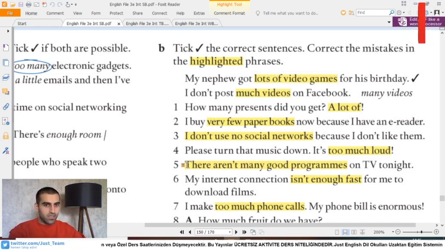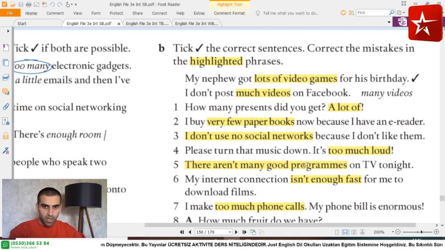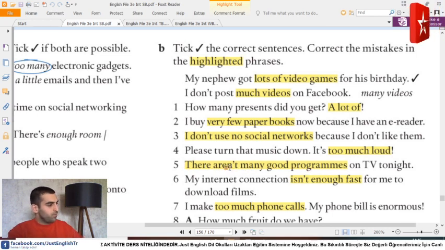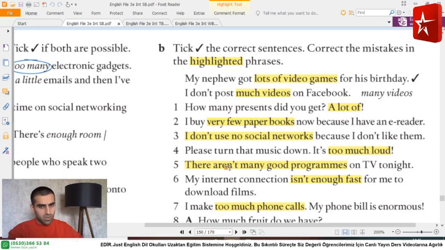The correct answer, let me tell you, the sentence is correct. Yes, programs is a countable noun. We use many, and we can use many in negative sentences. It's correct. There are not many good programs on TV tonight. The answer is correct here.